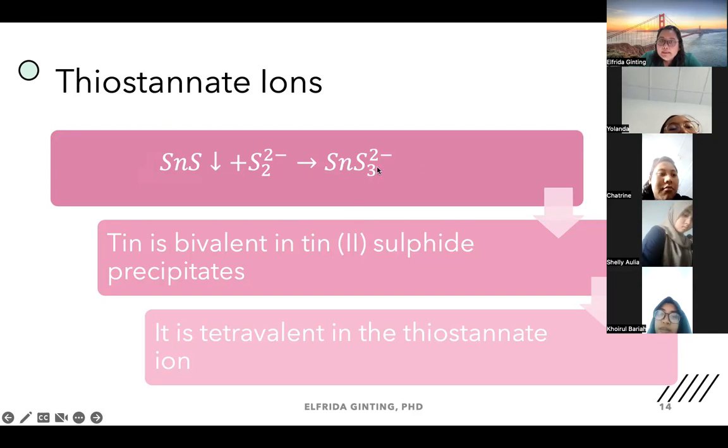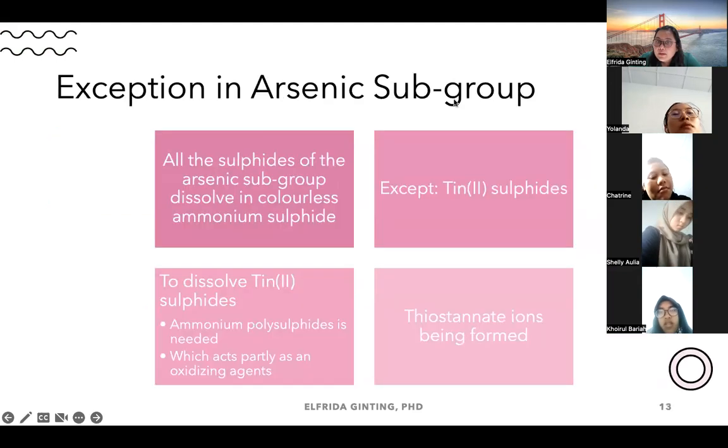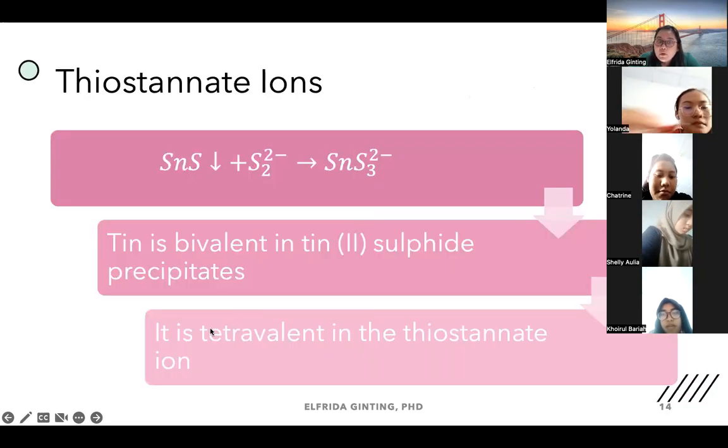But when it's in thiostannate, it becomes tetravalent. That's why we call ammonium polysulfide what? As what agent do we call it? Oxidizing agent. And we can see it from the reaction also, because it started with bivalent tin, and it became tetravalent tin.